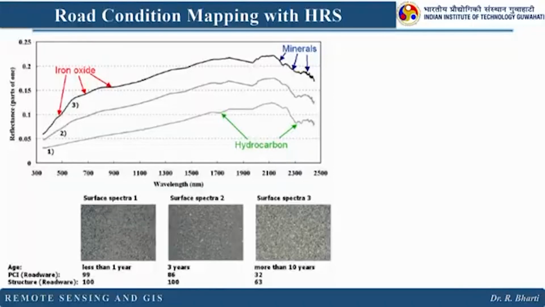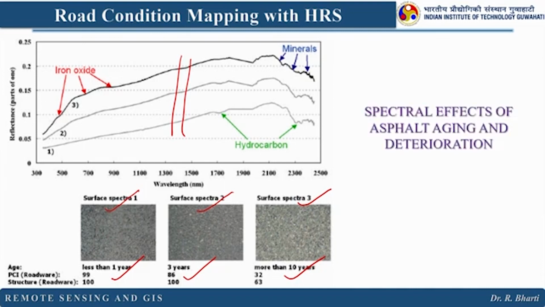In another example, you can see surface spectra 1, 2 and 3 were collected, and this is for less than 1 year, this is 3 years and this is 10 years. How these spectra are changing and how they are different from each other can be analyzed, and you can easily find out the condition of the road using this particular technology. Here it is to highlight the spectral effect of asphalt aging and deterioration.